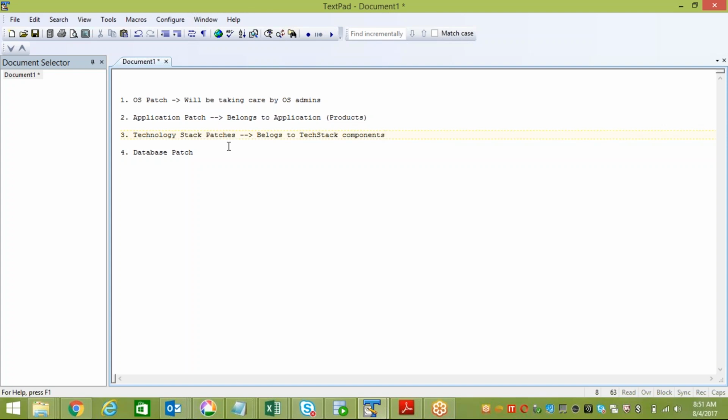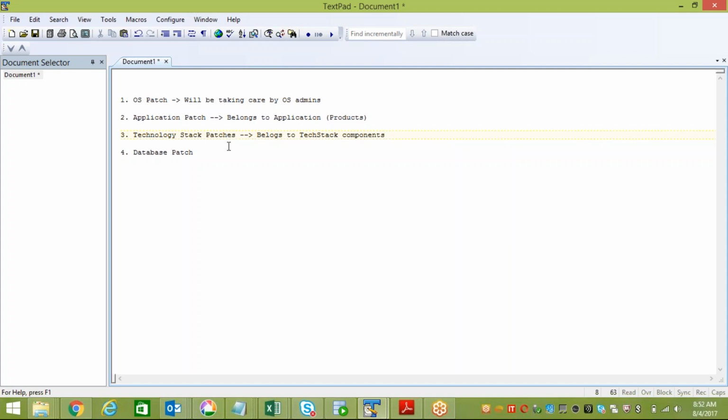Okay, let me finish this. Application patches completely belong to the products. So you would be applying these patches. It can be a bug fix or it can be an enhancement. New enhancement means new feature. That will be applicable to a patch. Even when you are downloading the patch, it would be asking for which application this patch is. The patch application name will also be mentioned in the metadata. I'll show you when we are downloading.